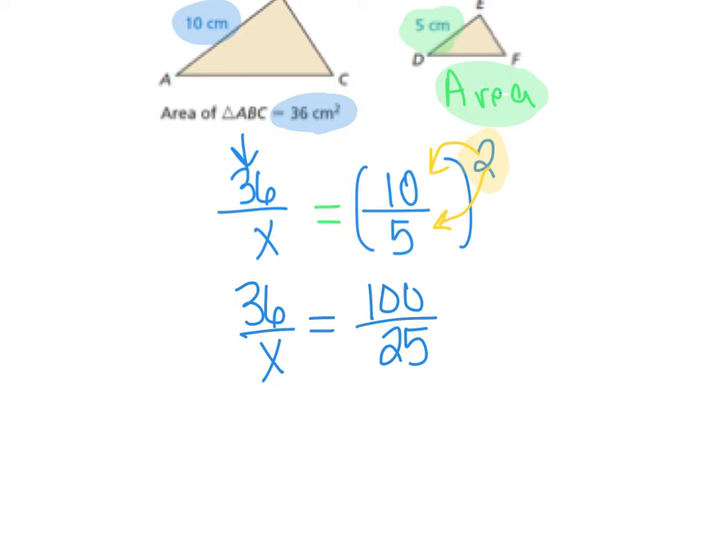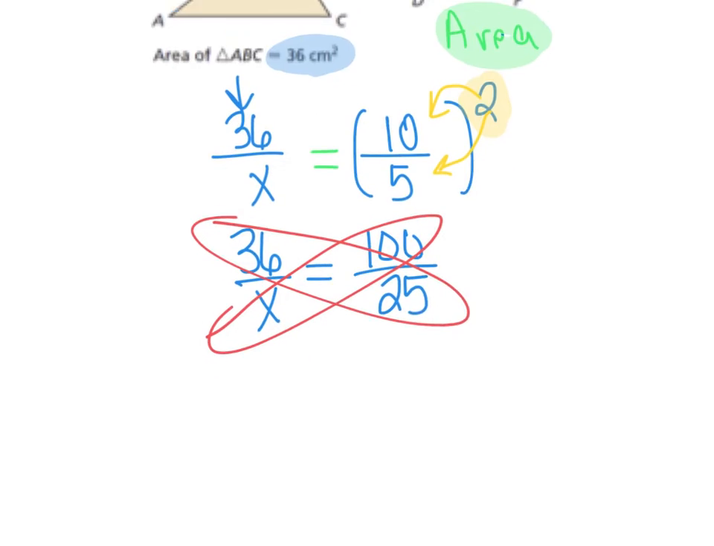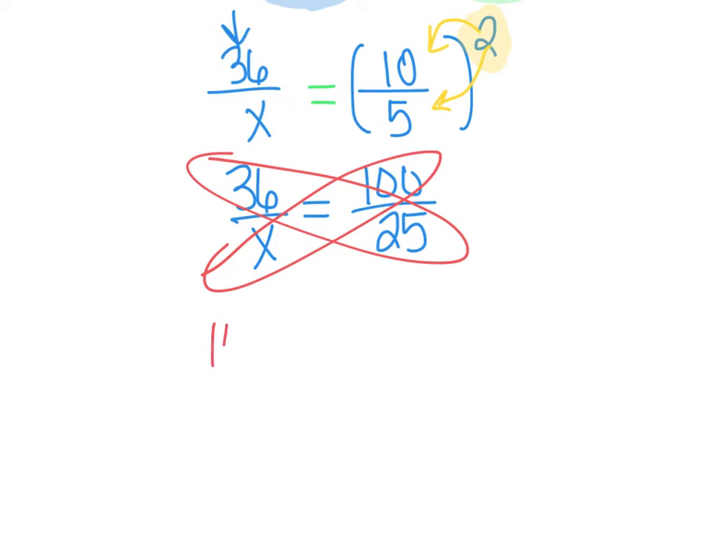Now, once we have our proportion, there's no squares in there, anything like that, we are going to go ahead and do the butterfly method. So we would say 100x equals 36 times 25. So let's check, what's 36 times 25? It is 900.